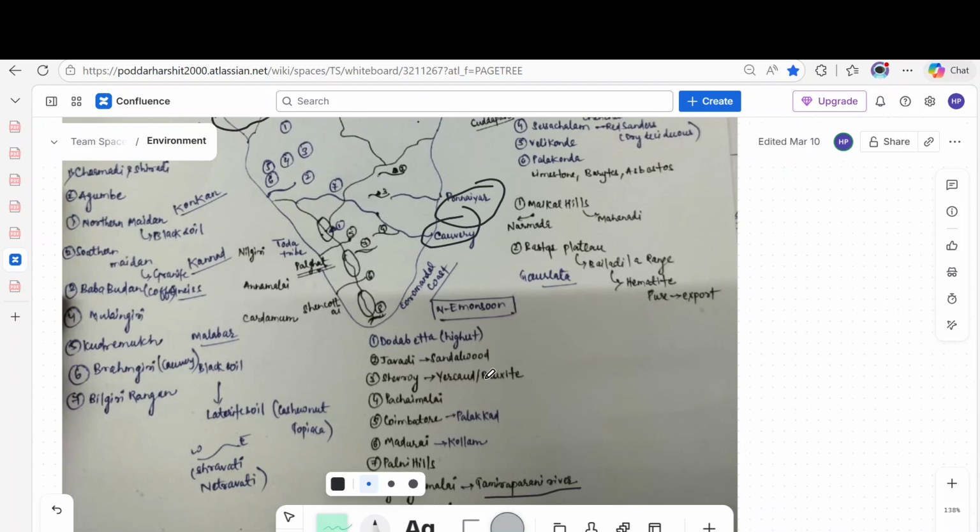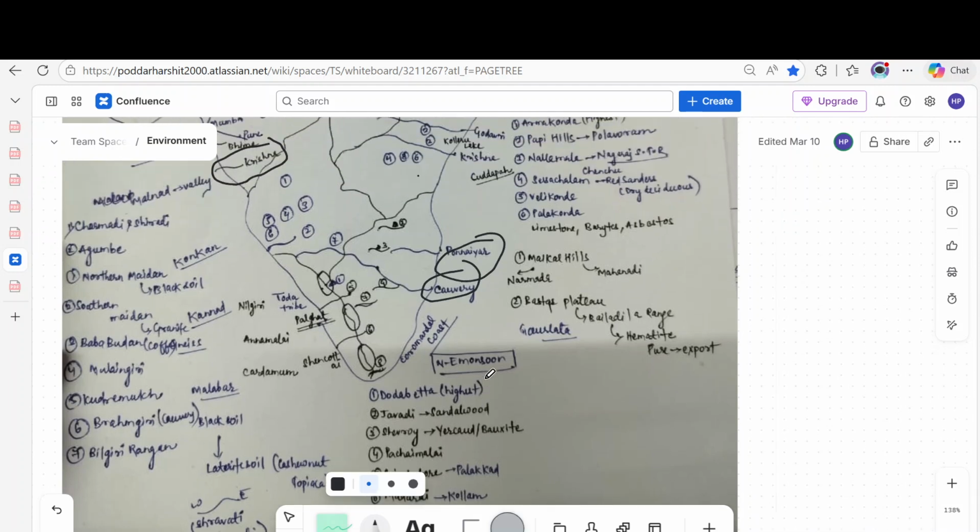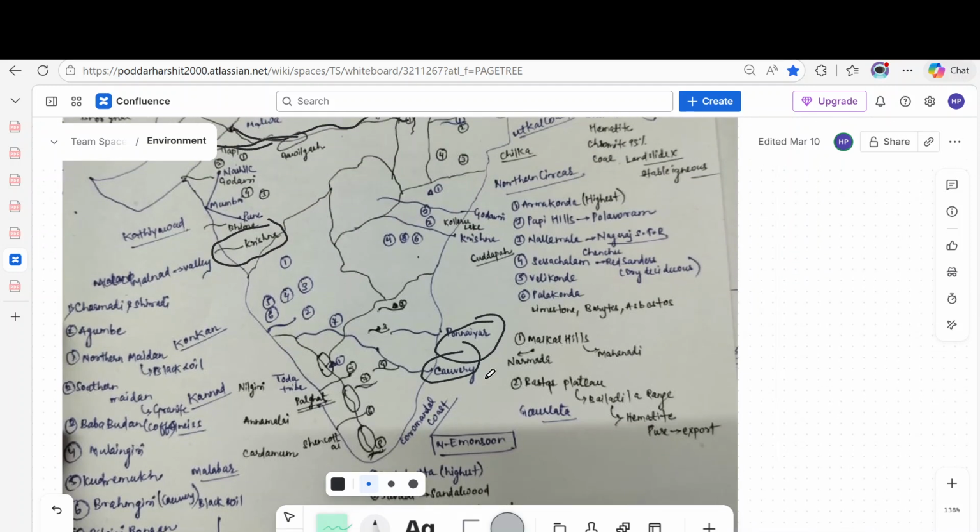So when it comes to Andhra Pradesh, we have the Nallamalai, Velikonda range. So any kind of konda you find belongs to Andhra. So Arnakonda, that is the highest one. It is in Andhra Pradesh.